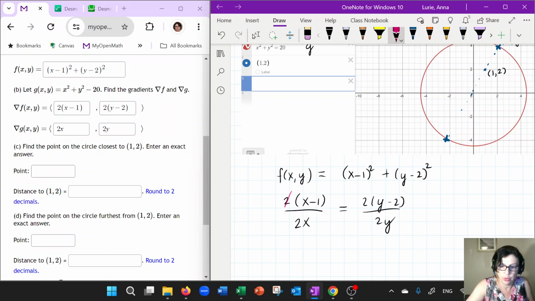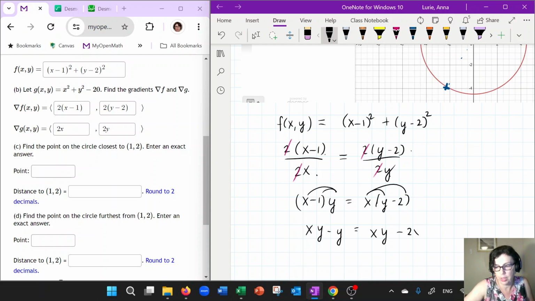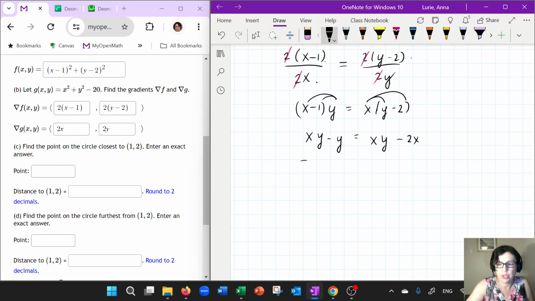Now we can see that the 2 will cancel here, all right? And then we're going to cross multiply. So we're going to multiply x minus 1 by y in parentheses, and then x times y minus 2 to solve the proportion. Now, a lot of times here we will see some terms canceling. So I got xy minus y equals xy minus 2x. So subtracting xy from both sides will cancel it.